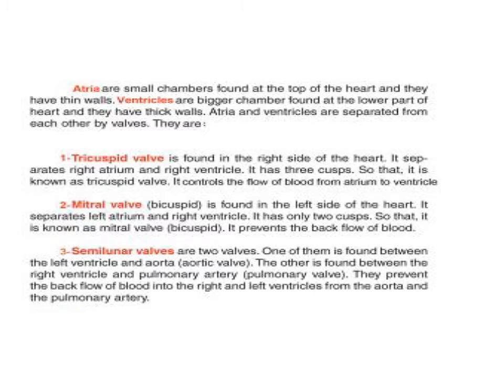The tricuspid valve is in the right side of the heart, between the right atrium and the right ventricle. The mitral valve, or bicuspid valve, is in the left side, between the left atrium and the left ventricle. Semilunar valves are two valves found at the beginning of the aorta and the pulmonary artery, called the aortic valve and the pulmonary valve.